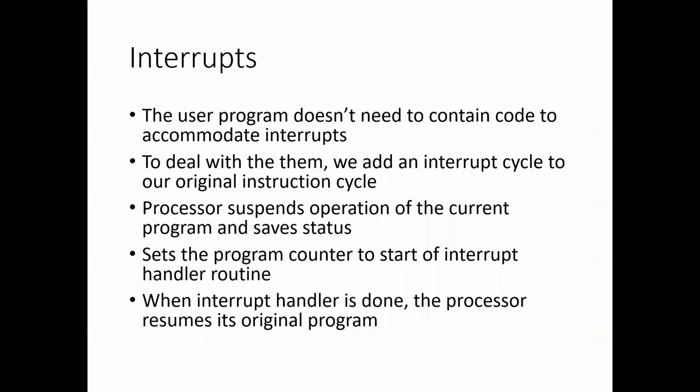So the user program doesn't need to contain code to accommodate interrupts. So when you write your program, you don't need to accommodate those. To deal with them, we add an interrupt cycle to our original instruction cycle. The processor suspends execution of the current program and saves its status. It sets the program counter to the start of the interrupt handler routine.